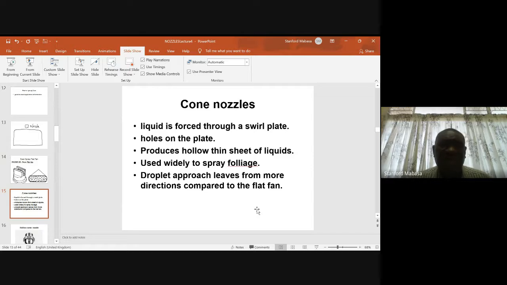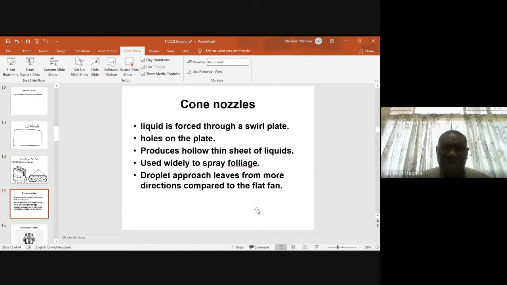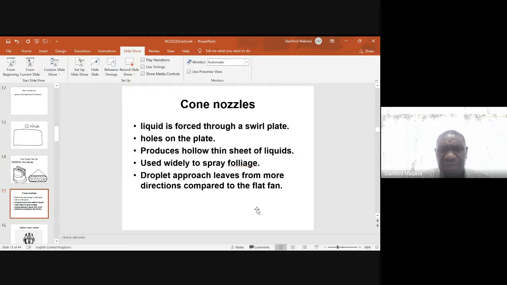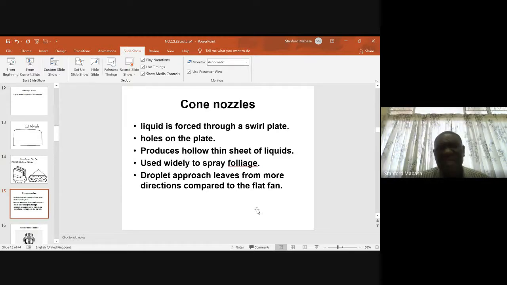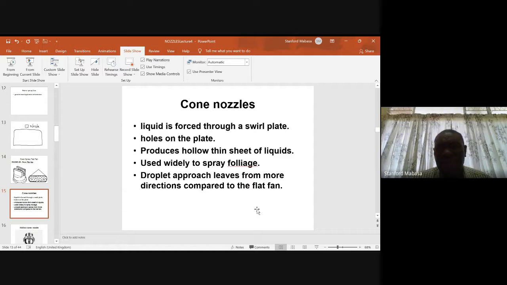Now we are moving on to nozzles which could be used to spray pests such as insect pests. We can also use these nozzles to spray diseases. We have what we call the cone nozzles. In a cone nozzle, we have got a liquid which is forced through a swirl plate. Now there are holes on that plate. And it can produce a hollow thin sheet of liquid. This can be used to produce a spray which can cover widely the crop foliage.